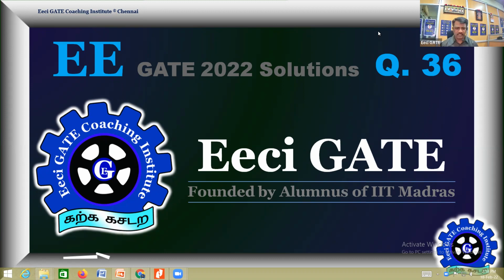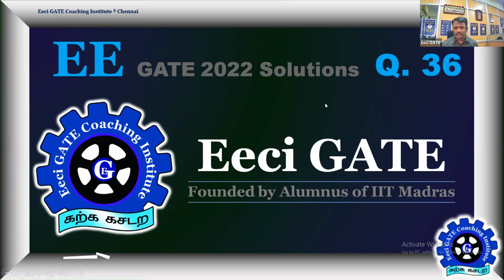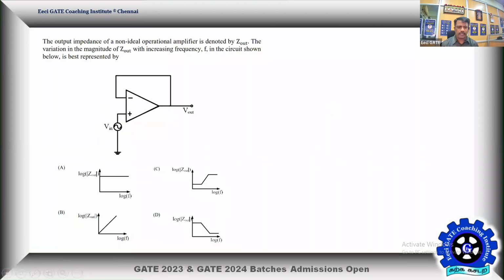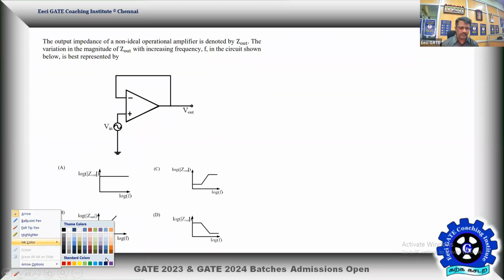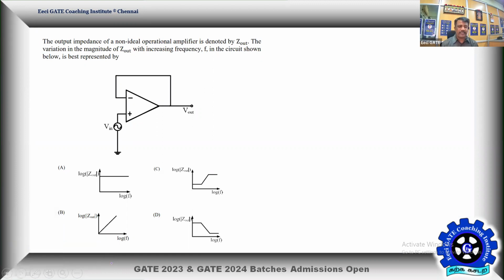The next problem is 36, an interesting one from analog electronics using an operational amplifier which is non-ideal. In many aspects, but in what aspects it is non-ideal, we should know. Then we can play with the problem. The output impedance of a non-ideal op amp is denoted by Z out.